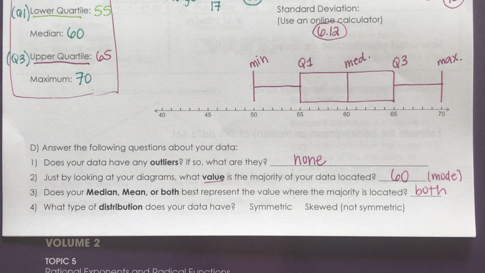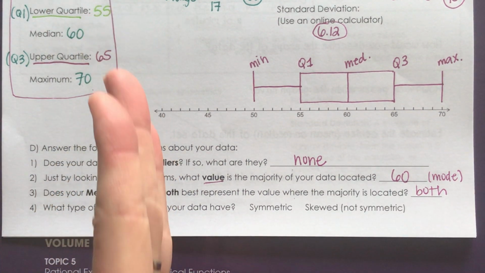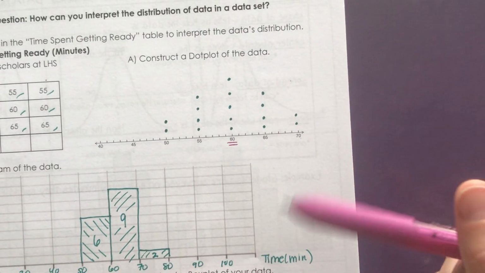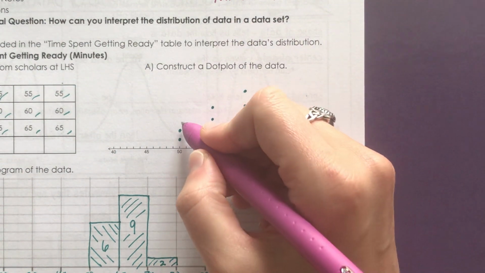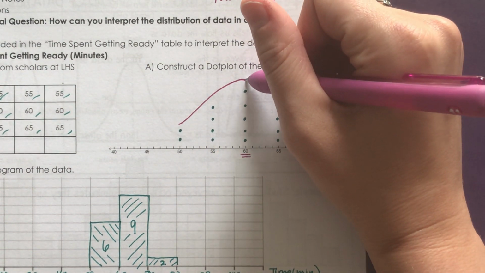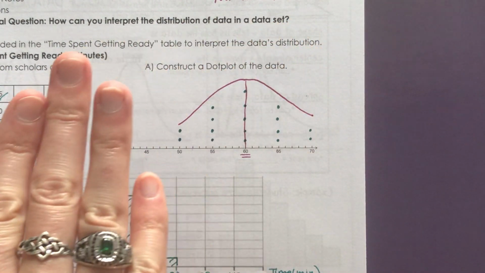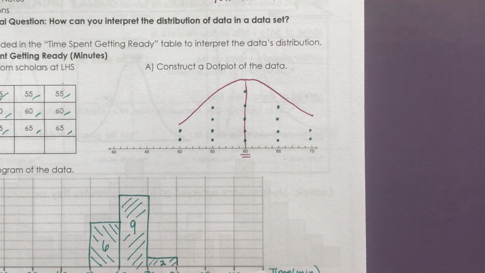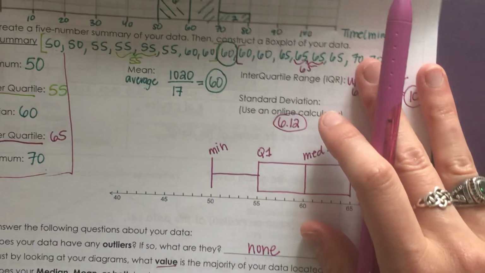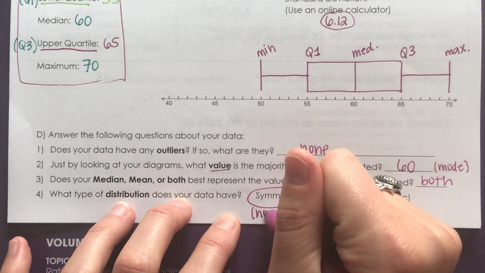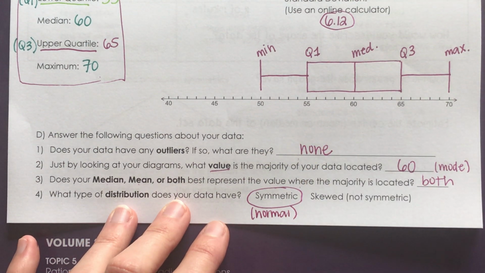Last one, what type of distribution does your data have? Does it look symmetric or skewed? Skewed just means that it's not symmetric. Symmetric means you should have a center line and it should be a mirror on both sides, right? If I look over here, it's really easy to see in my dot plot. It looks like I have a peak and then it comes back down. This would be my center line, and it looks like everything on the left is, actually, exactly the same as everything on the right. This is very symmetric data, so this would be a symmetric distribution. We also call this a normal distribution if it is symmetric.